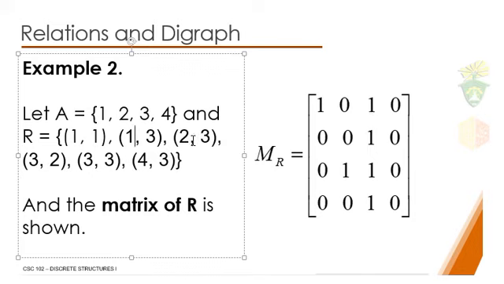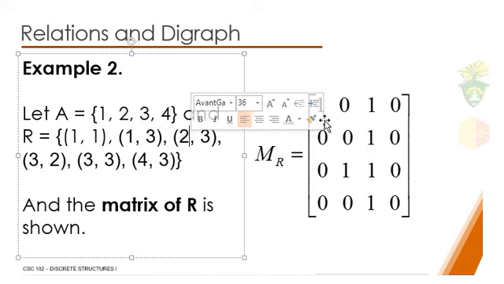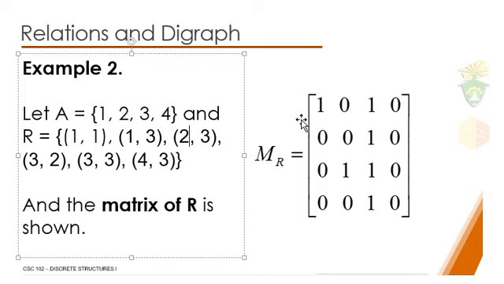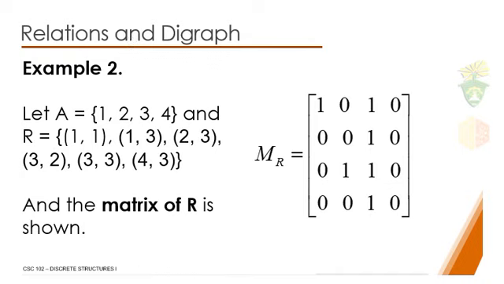We also have 2, 3. Where is 2? If 1 is here and 2 is here, then 2, 3 goes here. And then 3, 2, 3, 3, and then 4, 3. So that's all.